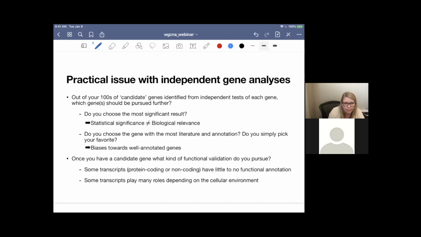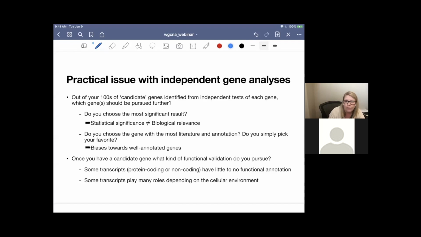One philosophy is to choose the most significant result using a p-value or an effect size or something like that. But as we all know, statistical significance doesn't necessarily indicate biological relevance. So it shouldn't be the only thing that we're using to decide on how to do our follow-up functional studies. Another approach that often happens is we take this list of hundreds of genes, we look at the top few and choose the one that's our favorite.